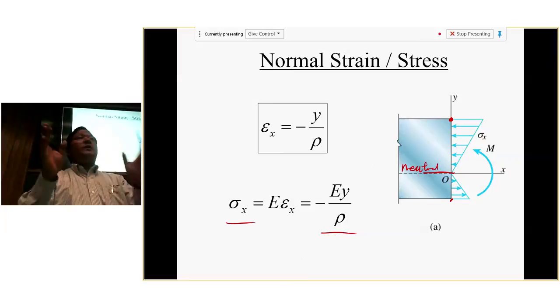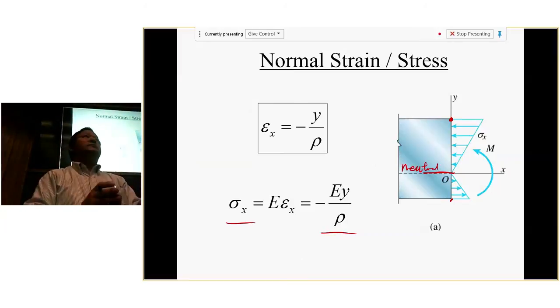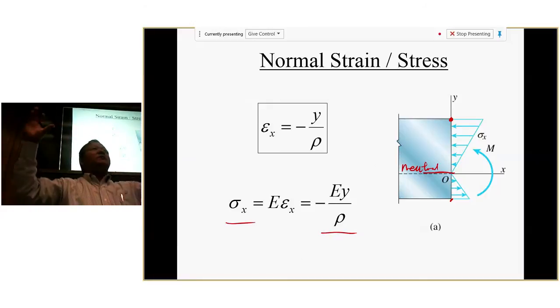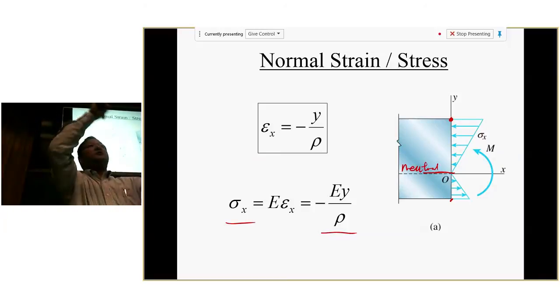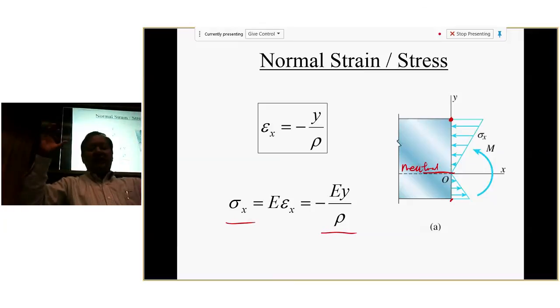Okay, so that's the basic equation for strain and stress. But we haven't finished yet because we don't know rho yet. If I apply moment M, and I know the size of the beam, how can I find out the stress? I need to find rho. Now, how can I find rho? How is rho related to the moment I apply there? Rho relates to stress, as shown here.